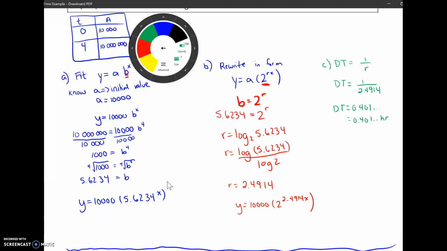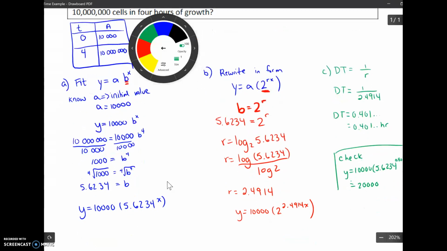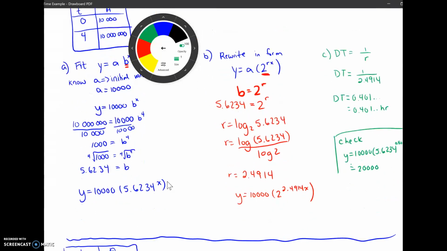Okay. If I wanted to check that again is reasonable, I could go to either of my previous equations and see what the population is at that point in time. If I sub in an x value of 0.40, it comes out to about 20,000. That's about how long it takes for the population to double. So we can check our work along the way and make sure it's reasonable.